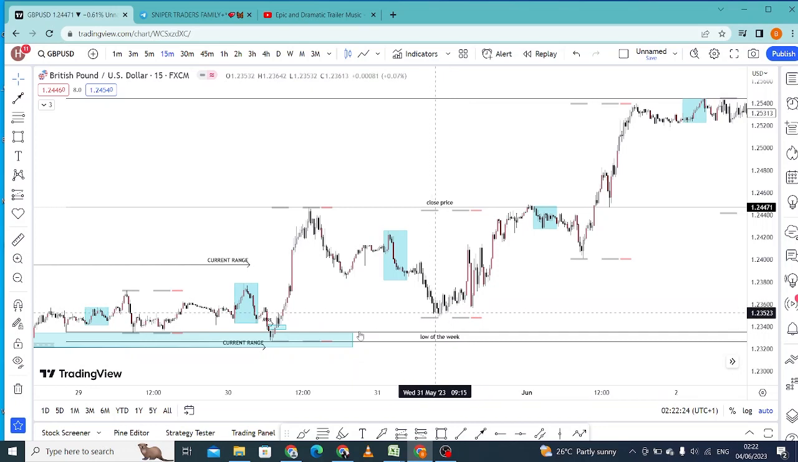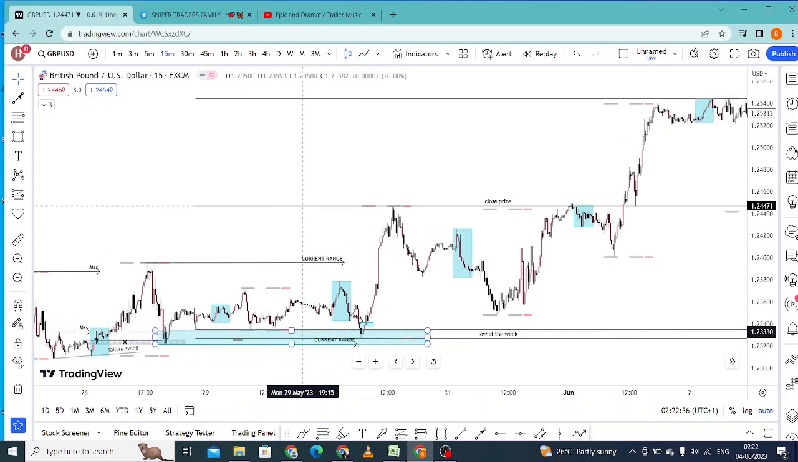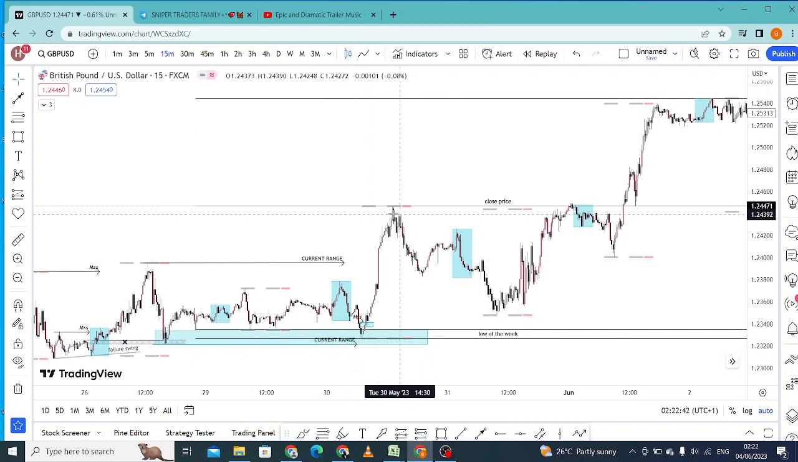Now this was not the low of the week. This was the low of the week. This was the opening price here. This was the low of the week here. Price went there. There was a retracement after this expansion.